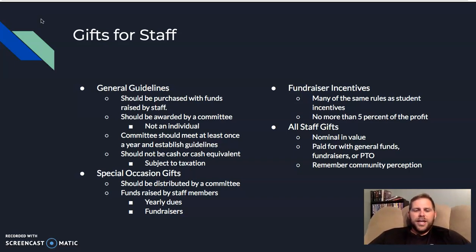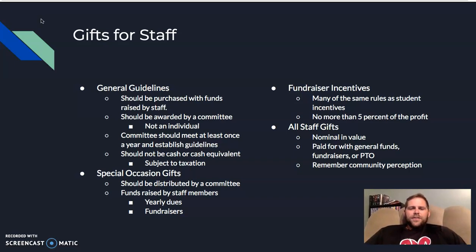As far as special occasion gifts, that same committee that we talked about being formed before would establish when we are going to give out special occasion gifts, and these funds are going to be raised by staff members. These special occasions may be an addition to the family, like a birth, maybe a wedding, or even, in a more sad case, a death in the family. These are appropriate times to give a gift.